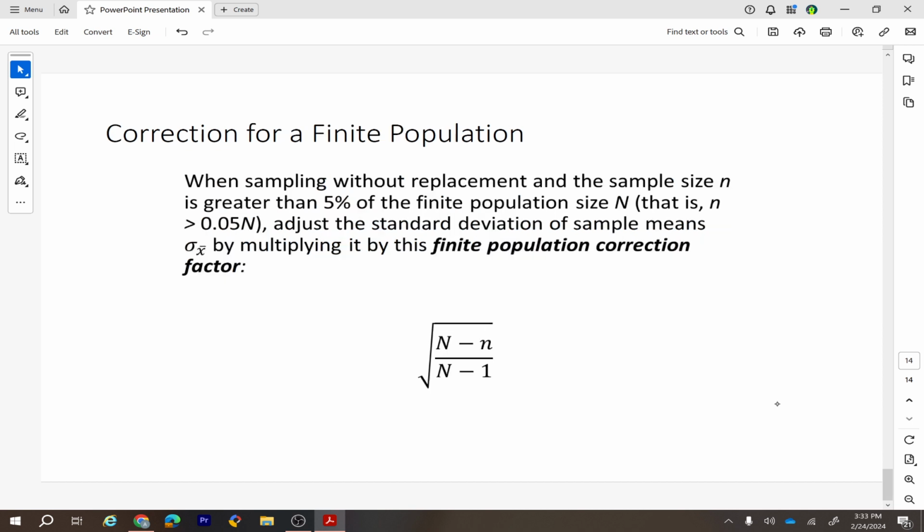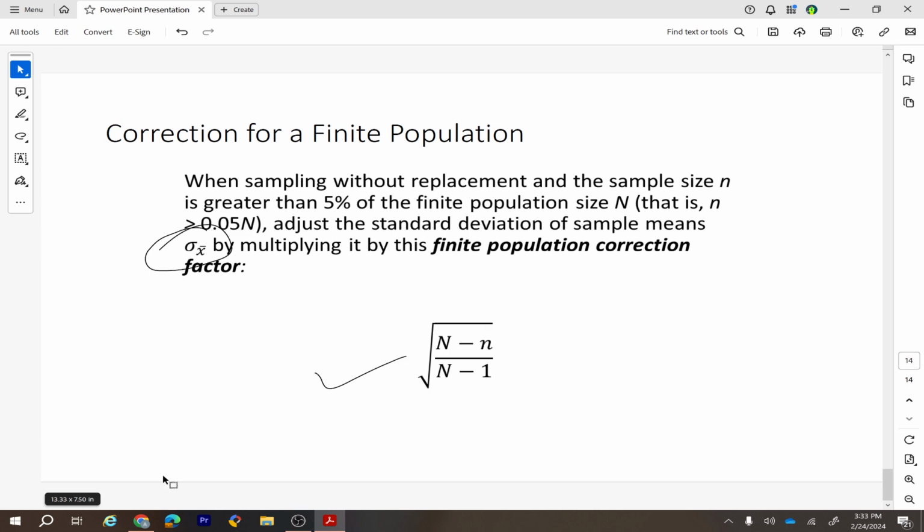Okay, one more thing I would like to mention in this section: if you have a finite population, and if we're taking a sample size greater than 5% of the original population size, then if you have a standard deviation for the samples, you multiply it by this number. That's called the finite population correction.